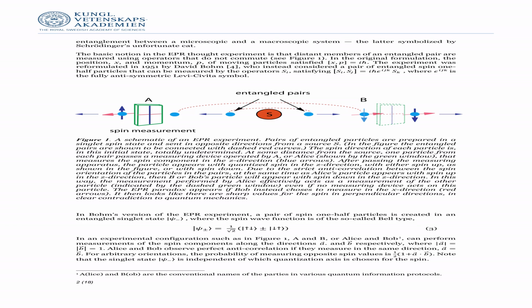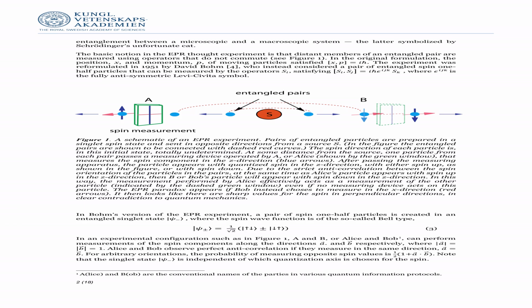At some distance from the source, one particle from each pair passes a measuring device operated by A, or Alice, shown by the green window, that measures the spin component in the z direction, blue arrows. After passing the measuring apparatus, the particle appears with quantized spin in the z direction, with either spin up, as shown in the figure, or with spin down.